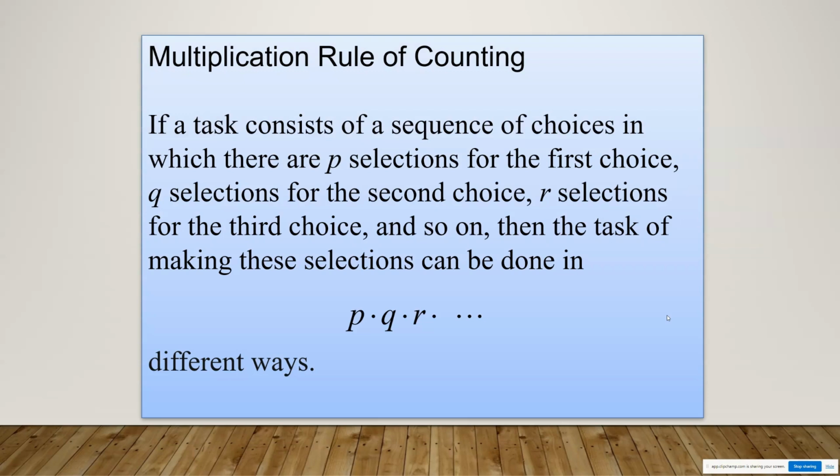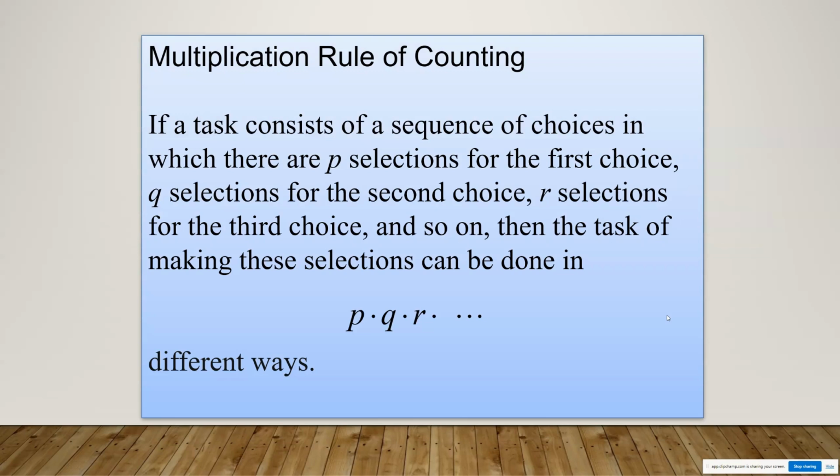If a task consists of a sequence of choices in which there are P selections for the first choice, Q selections for the second choice, R selections for the third choice, and so on. So there could only be 3 selections you need to make, or there could be 100 selections you need to make. Then the task of making those selections can be done in P times Q times R times however many there are different ways. Okay, so it's counting the number of different ways you can make these selections.